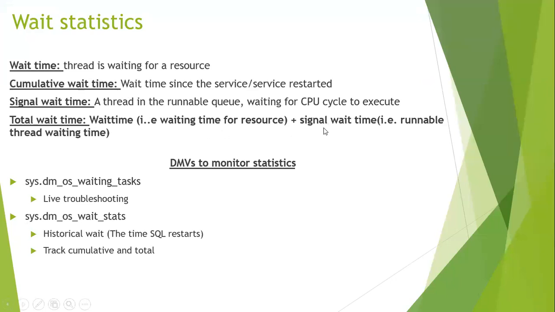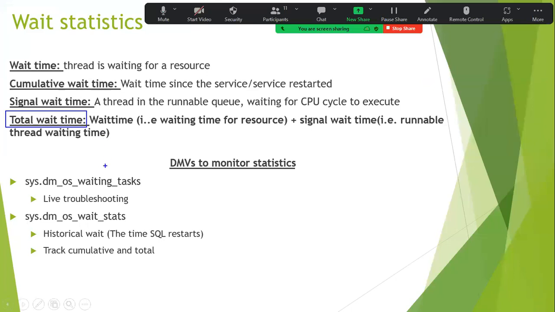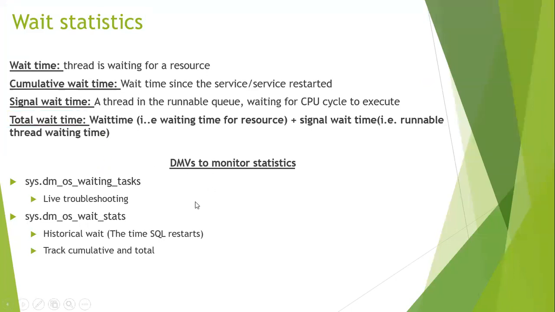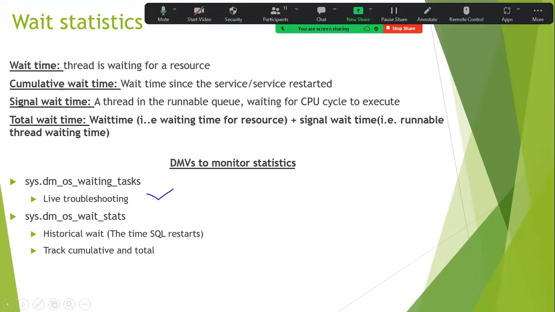The wait time plus signal wait time is called the total wait time of the resource that we have to consider, and the DMV that I was talking about is sys.dm_os_waiting_tasks. If you want to perform live troubleshooting, we can use sys.dm_os_waiting_tasks. Whereas if you want to do a postmortem or debug the issue, you can use sys.dm_os_wait_stats.